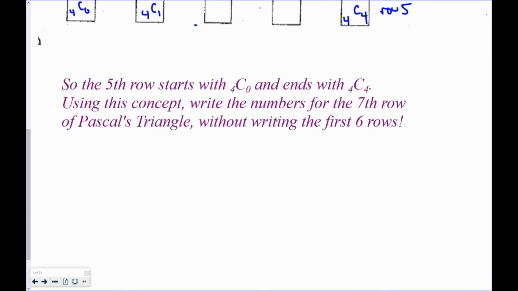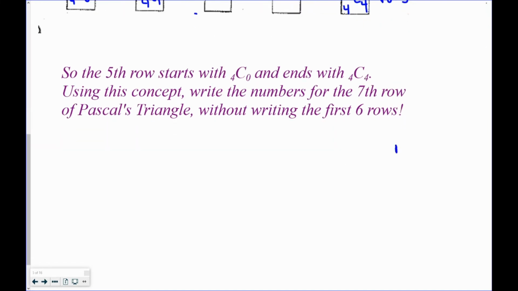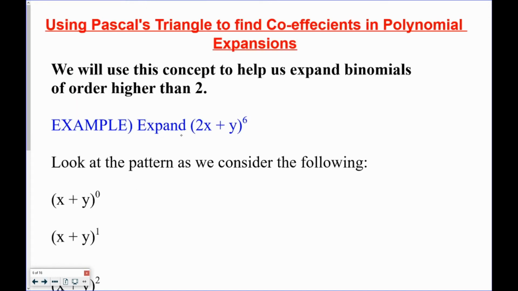Using this concept, write the numbers for the 7th row of Pascal's triangle without writing the first 6 rows. So if you were writing row 7, don't go back and look. The n value starts 1 less. You start with n equals 6. If you've got a calculator handy, the easiest way to write that row would be to type in each one of these on your calculator. Now, if you really know the pattern, it doesn't take long to sketch out the triangle. Certainly, you get scrap paper on the exam, so it's something you may do. They always ask a question that has to do with Pascal's triangle. So let's keep going so we can get to some of those questions.